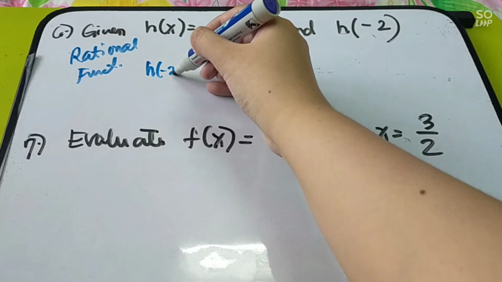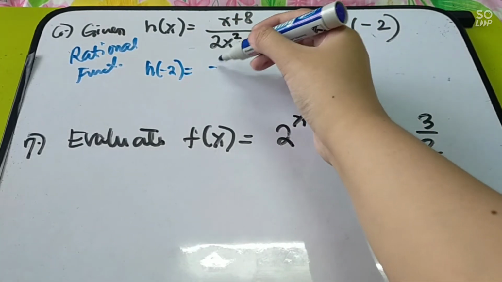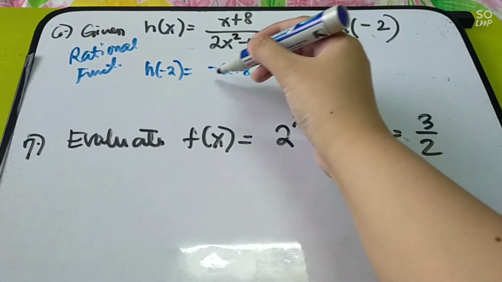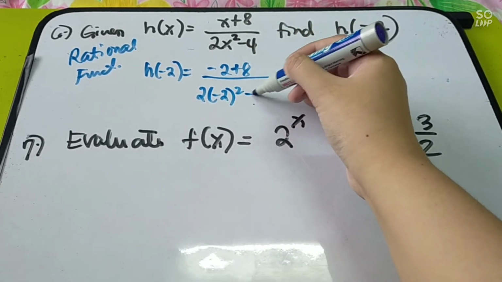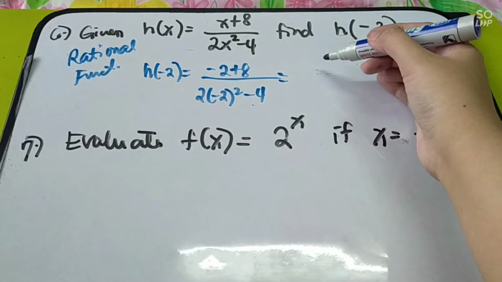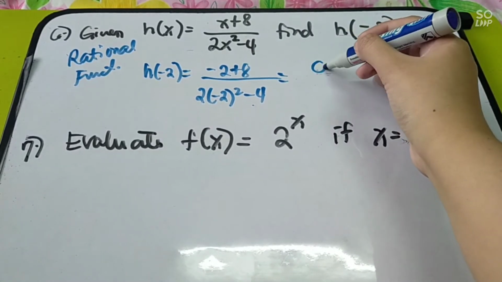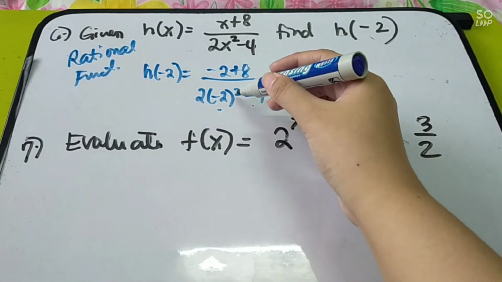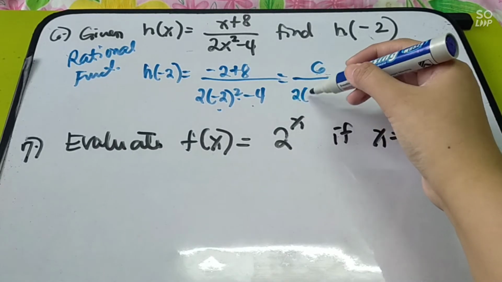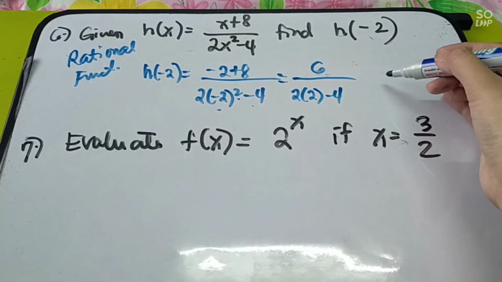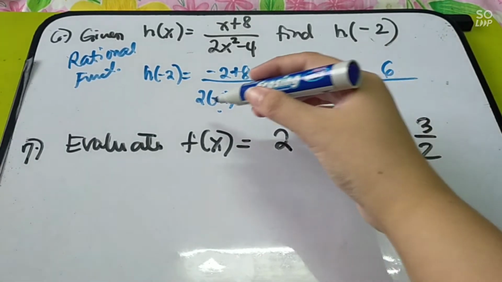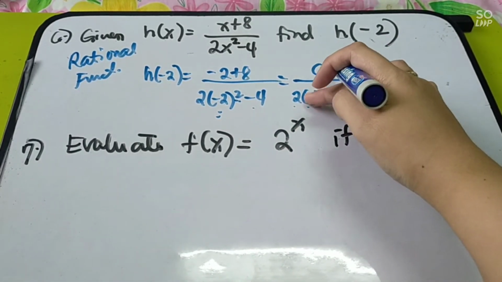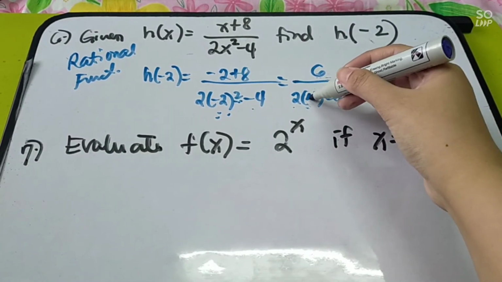So, h of negative 2 is equal to negative 2 plus 8 over 2 times negative 2 squared minus 4. Then, simplify. Negative 2 plus 8, that is positive 6 over 2 squared, we have here 4. So, it becomes 2 times 2 minus 4. So, it is equal to 6 over 2 times 2 times 2 pala, sorry. Ito dapat 2 squared, we have here 4.